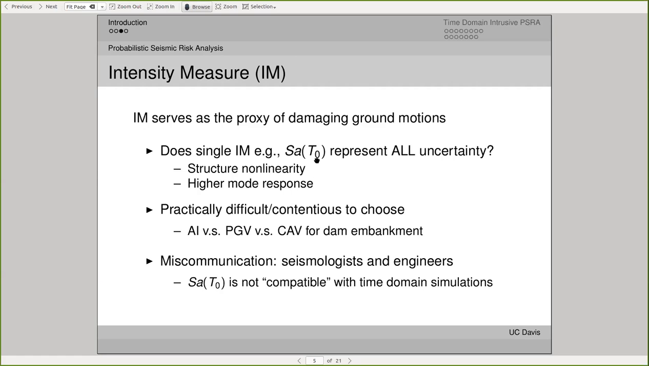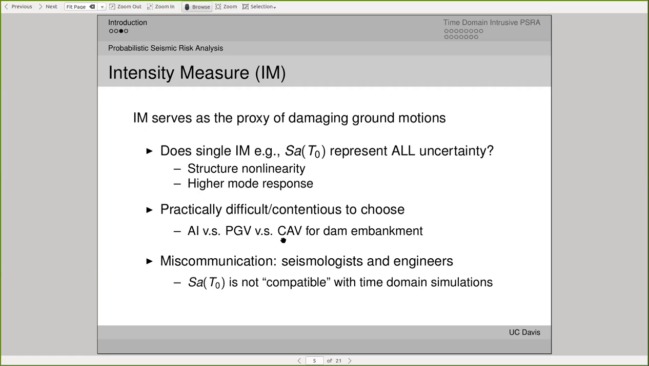And it's actually practically very difficult and contentious to choose a proper intensity measure for many engineering systems, especially for geohazard systems. For example, people have been contentiously arguing whether we should use Arias intensity or peak ground velocity or cumulative absolute velocity for dam embankment risk analysis.